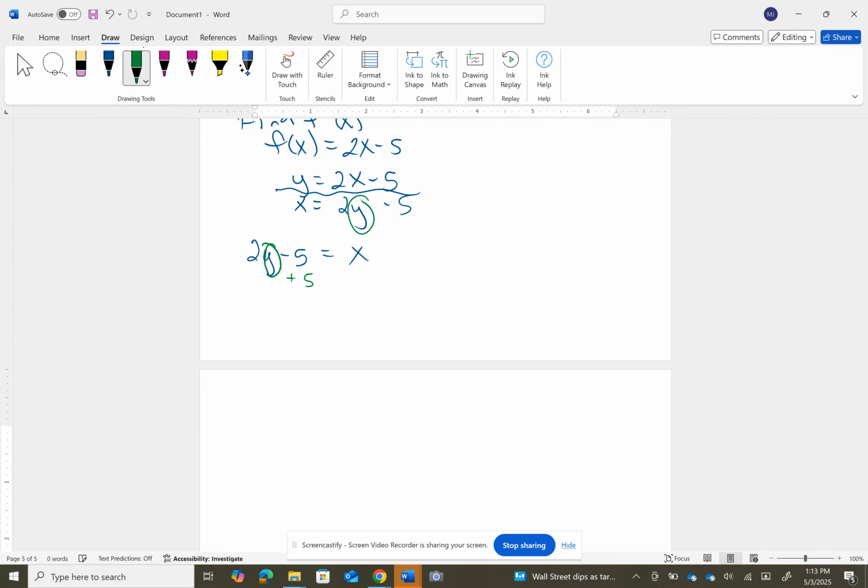So now I can see I would need to add 5. So 2y is now equal to x plus 5. And then I'm going to come in and divide by 2. And so then I have that f inverse of x equals x plus 5 all divided by 2. So that's the idea of finding the inverse of a one-to-one function.